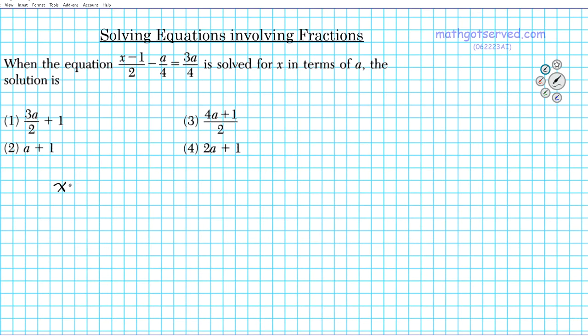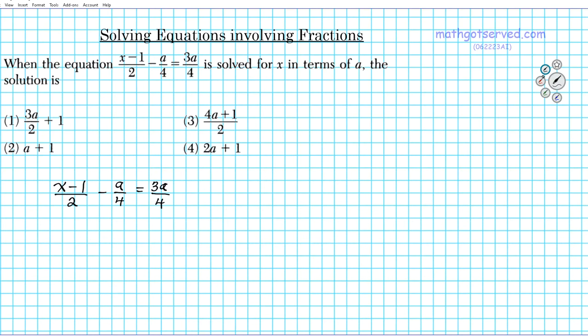If you consider this equation, (x − 1)/2 − a/4 = 3a/4, this problem looks complicated. Why? Because of the fractional components, the denominators. If we can get rid of that, we can reduce it to a simpler situation. So how do you get rid of a denominator in an algebraic equation involving fractions?